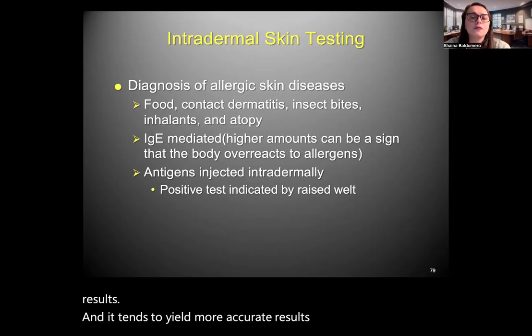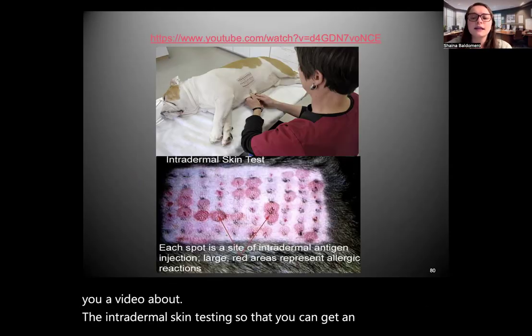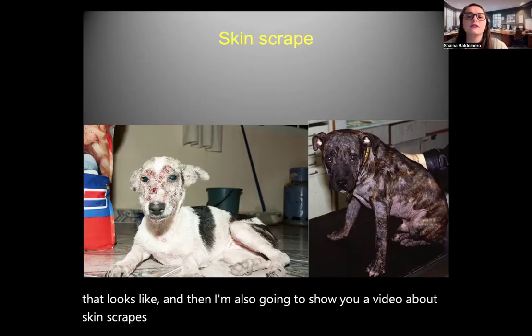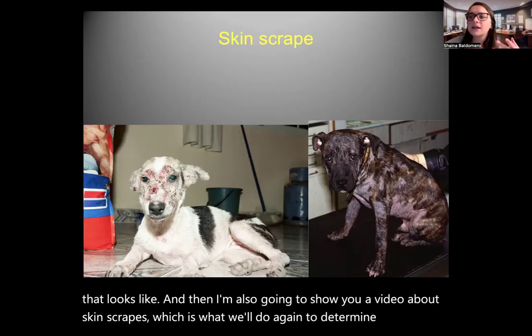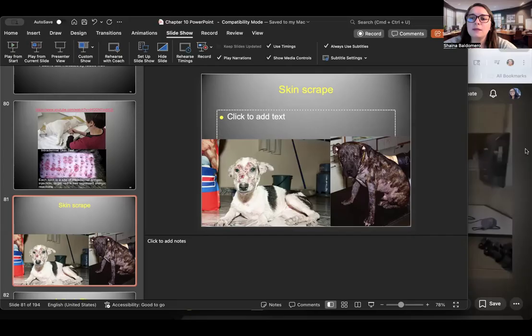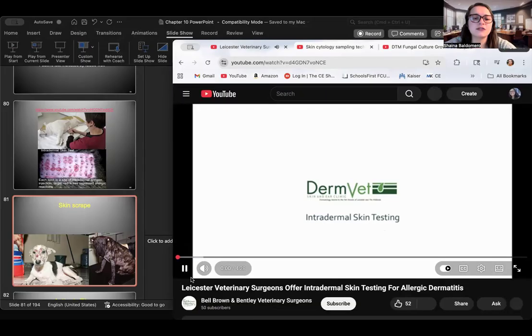So I'm going to show you a video about the intradermal skin testing so that you can get an idea of what that looks like. And then I'm also going to show you a video about skin scrapes, which is what we'll do to determine if it's yeast, bacteria, or fungi that's present. So let me just pull up those videos here. All right, so we're going to watch an intradermal injection first, and then the skin scraping thereafter.